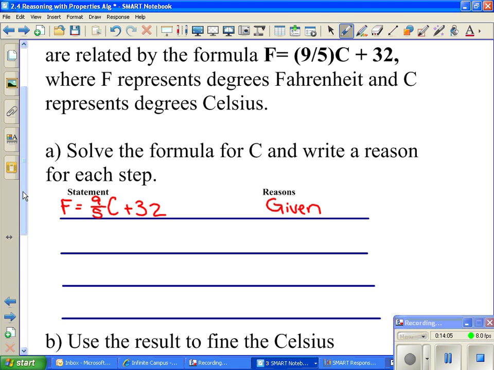Subtract the 32. So subtraction property of equality, right, when you're subtracting 32 from both sides. So really you've got F minus 32 equals 9/5 times C. All right. Now what would you do? And our reason is subtraction property of equality. Now in algebra, what would you do to get C by itself?